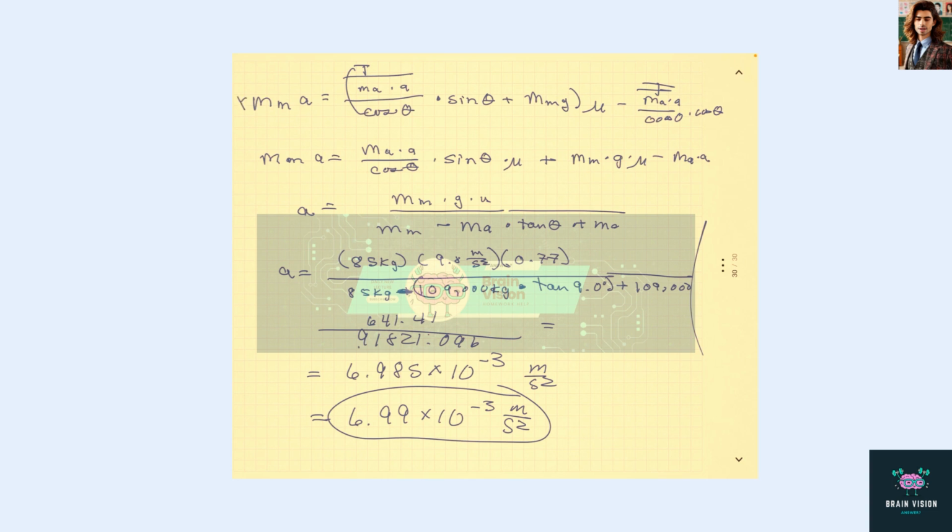Okay, so here's combining the equations. You can take a look at that equation. And here's a little solving, and here I'm substituting in all my values. So I substituted 85 kilograms for the mass of the man. I should get a highlighter instead of using that.